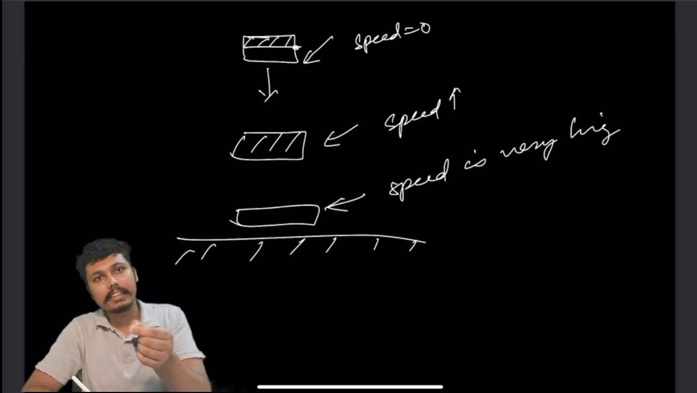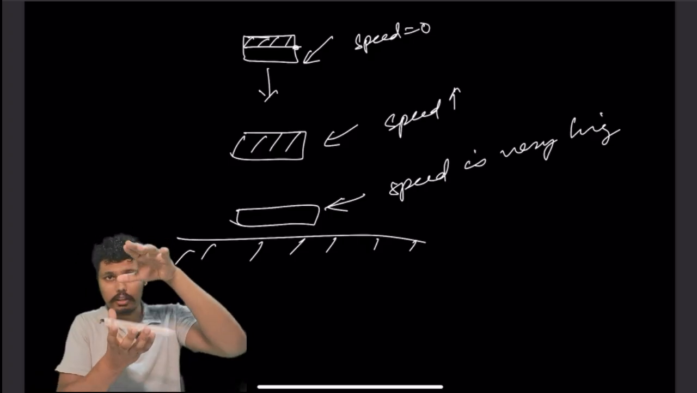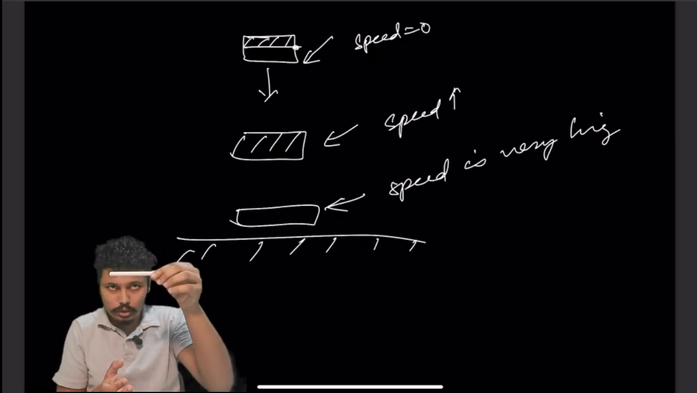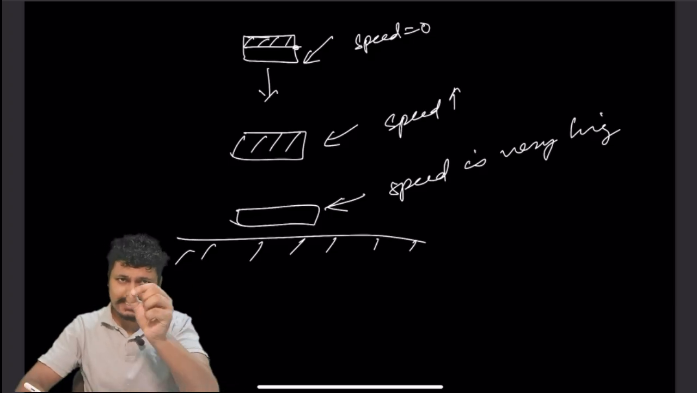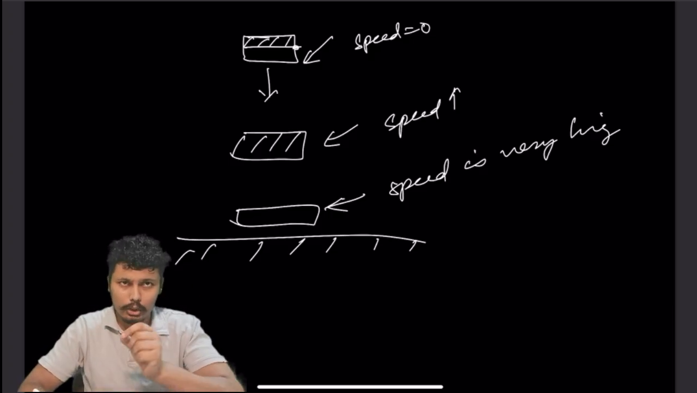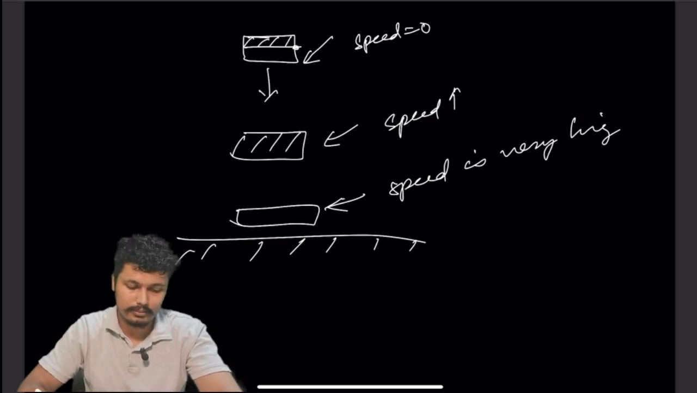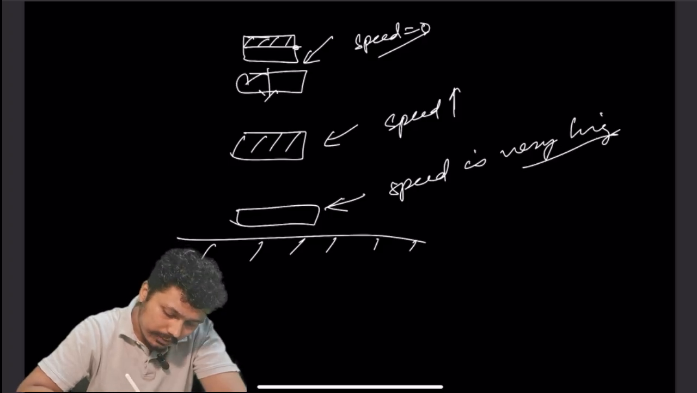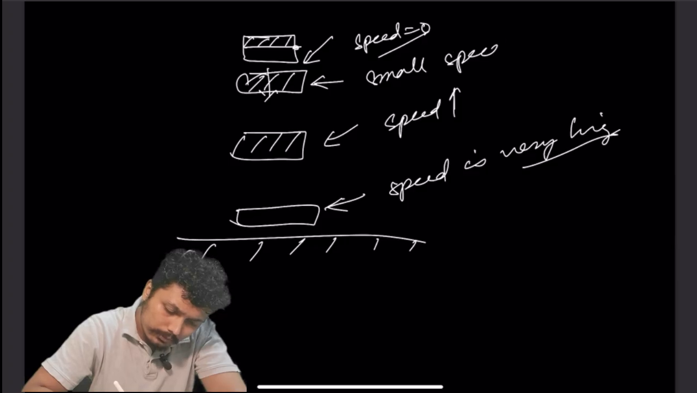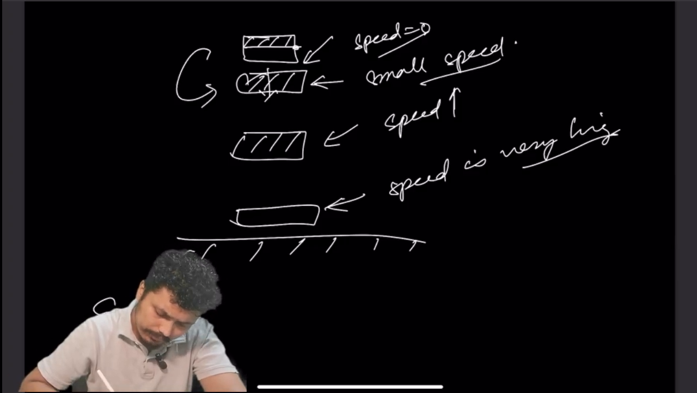It's not that it is falling at the same speed, right? Speed changes. In the beginning it is slow, it is not moving. Slowly the speed changes. It is not falling down at the same speed. Speed is 0, speed is increasing, and speed becomes very high. Here the speed is very small. So speed keeps increasing.